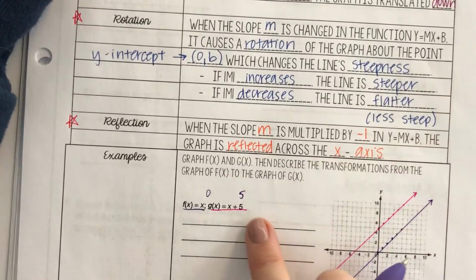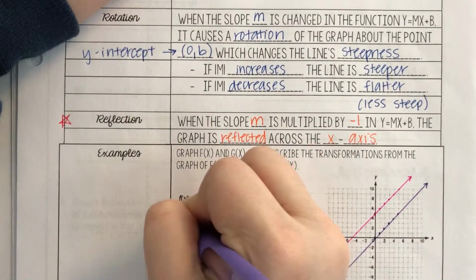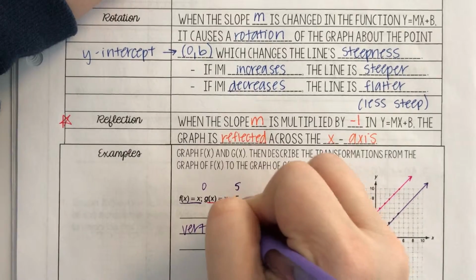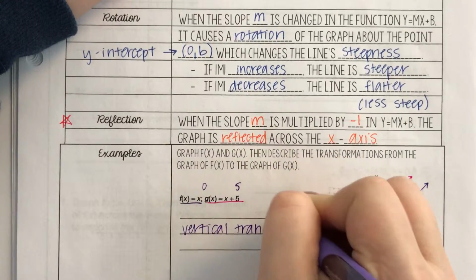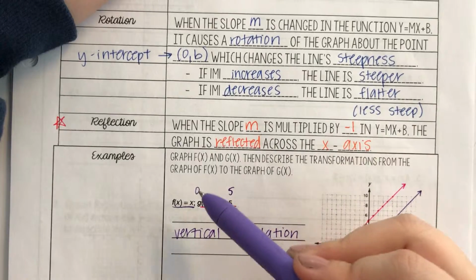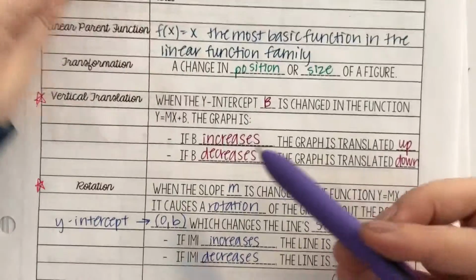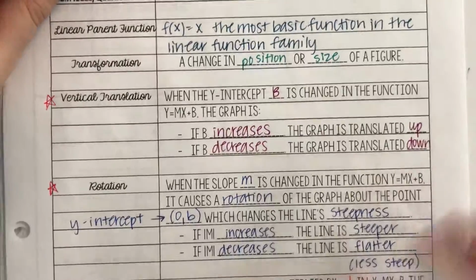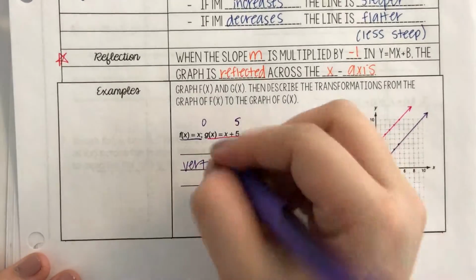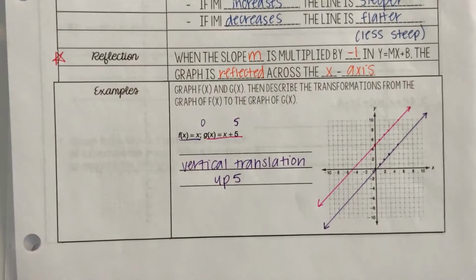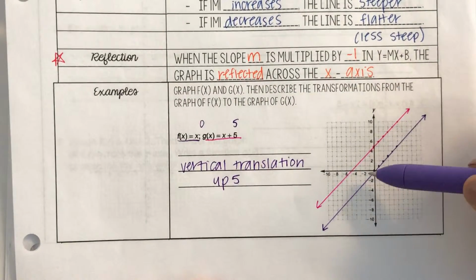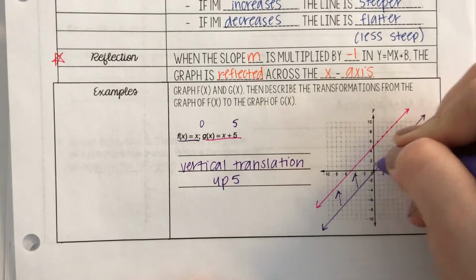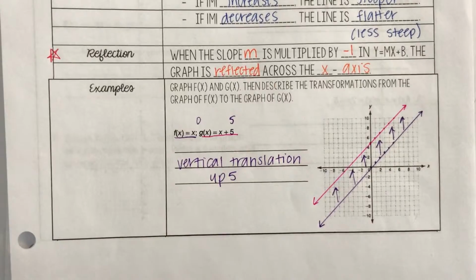Okay, the transformation that happens when I change the y-intercept is a vertical translation. So we're going to write vertical translation. And since my y-intercept increased from 0 to 5, it went up that much. So it's a vertical translation up 5 units. Okay? That's how I got from f of x to g of x. I went up 5. Okay? You don't have to draw those arrows. It's not a big deal. Okay? So let's do 2 more examples.